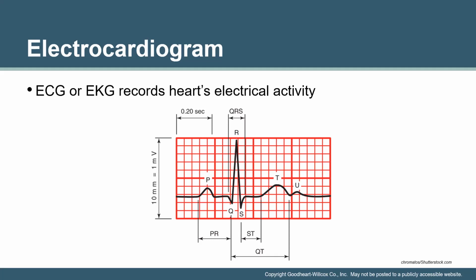Now, the smallest squares measure 0.04 seconds. If you take that times 5, you get 0.2 seconds per one of the bigger blocks. That's how you calculate the time it takes for the heart to go through a cycle or do a repolarization, depolarization, or contraction. The waves, peaks, and valleys all have names, and they should represent certain functions within that cardiac cycle.